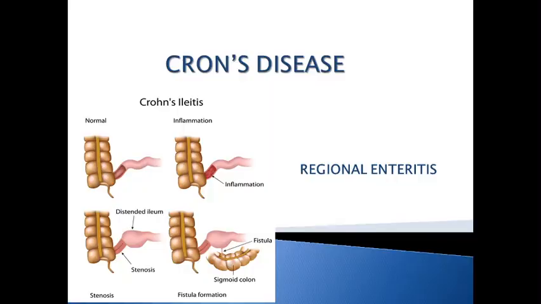Today we're going to talk about Crohn's disease. Crohn's disease is a chronic inflammatory bowel disease that can affect any part of the GI tract, starting from the mouth to the anus. Crohn's disease is also known as Crohn's ileitis or regional enteritis. As the name implies, it most commonly affects the small intestine. To be more specific, it most commonly affects the terminal ileum.